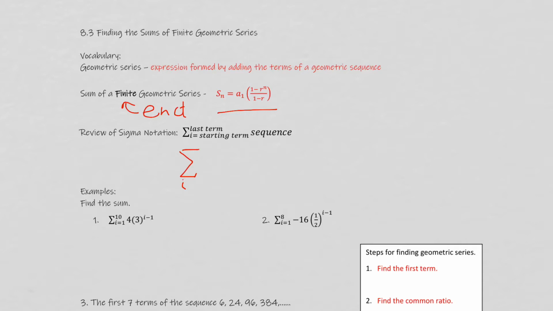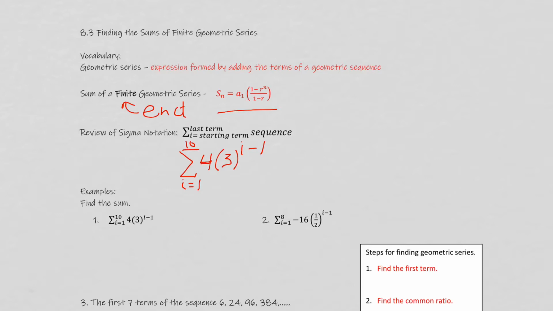My bottom term, like on our first example, the 1 is my starting term. The 10 is the ending term, or the number of terms I'm going to put together here. I'm going to be doing terms 1 through 10. And the sequence that I'm going to use is 4 times 3 to the i minus 1.